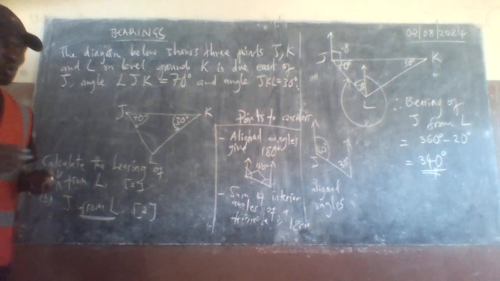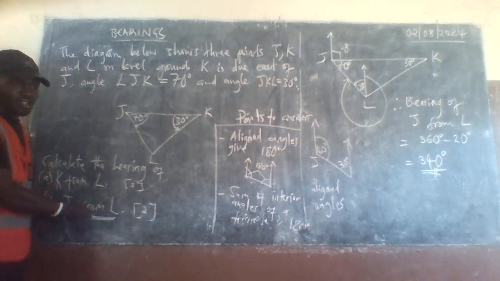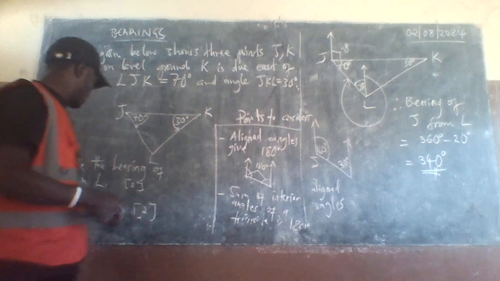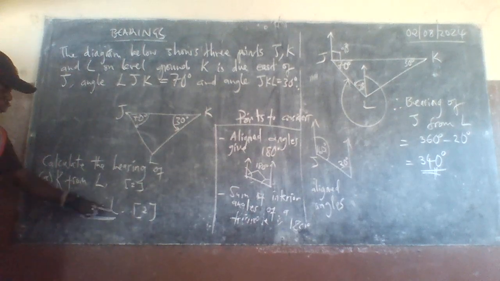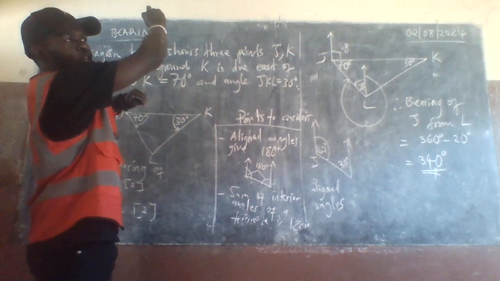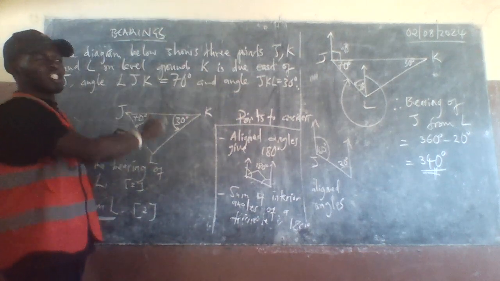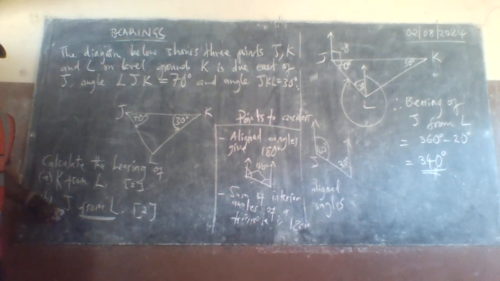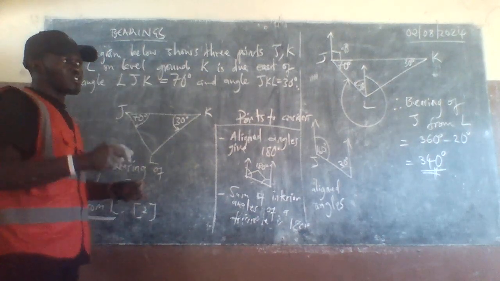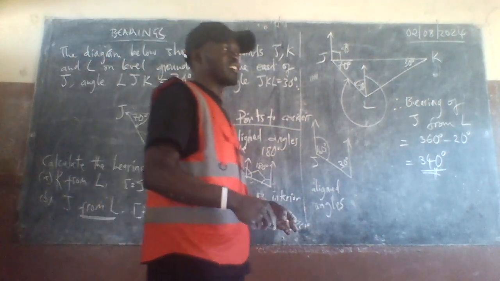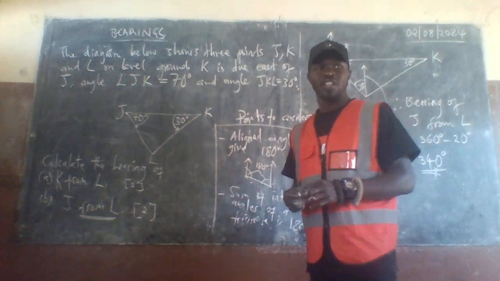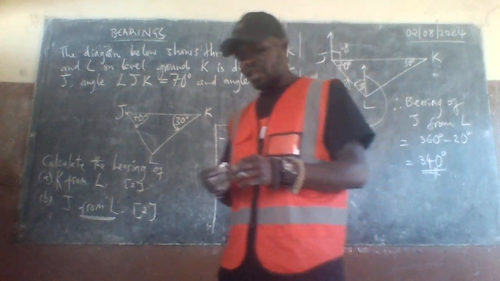Then the other point to consider is the from part. You go on the letter they have said from. For instance, J from L. Go on L, draw a north, and start from the top clockwise until you meet the other letter which was mentioned first. Then the path you have taken, consider the angle formed, then that is the bearing. And always remember to write using 3 numbers. That's the case.